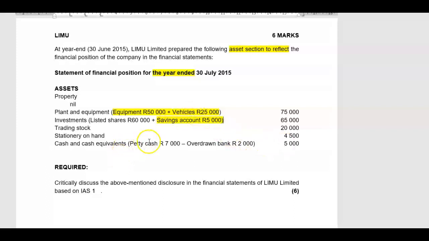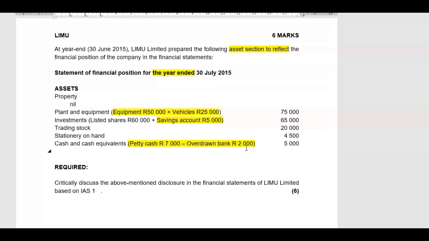Cash and cash equivalents. Petty cash 7,000, overdrawn bank 2,000, which gives us 5,000. Now, under cash and cash equivalents, petty cash must be shown there, but in the note, again, no calculations on the face of the statement of financial position. Petty cash is cash and cash equivalents, but the overdrawn bank, you are not allowed to do offsetting of assets and liabilities. Overdrawn bank balances should be shown under current liabilities as a separate line item.